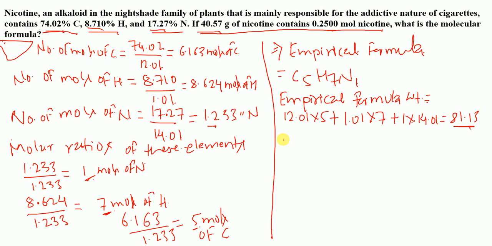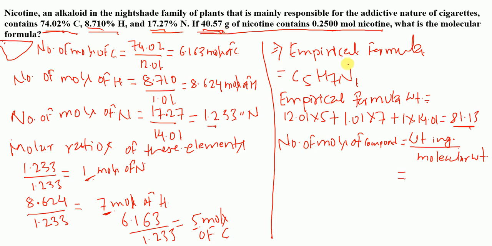So to determine that, we know that the number of moles of the compound is equal to the weight in grams divided by the molecular weight. So what is the weight in grams? The weight in grams is what is given. The weight in grams of the nicotine is 40.57.